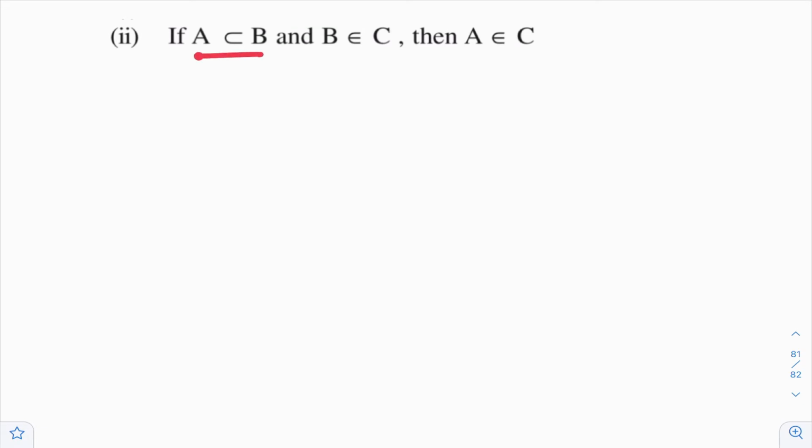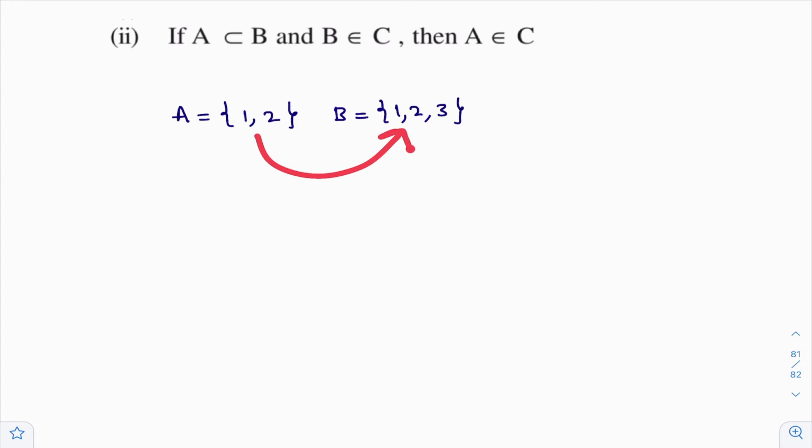What is given? A is a subset of B, B belongs to C, then A belongs to C. They gave one statement here. Three sets are there, A, B, C. I will take a counter example and check with it. A is 1, 2. A is a subset of B is given, so I will take B as 1, 2, 3. I consider B in such a way that all the elements present in A are present in B.